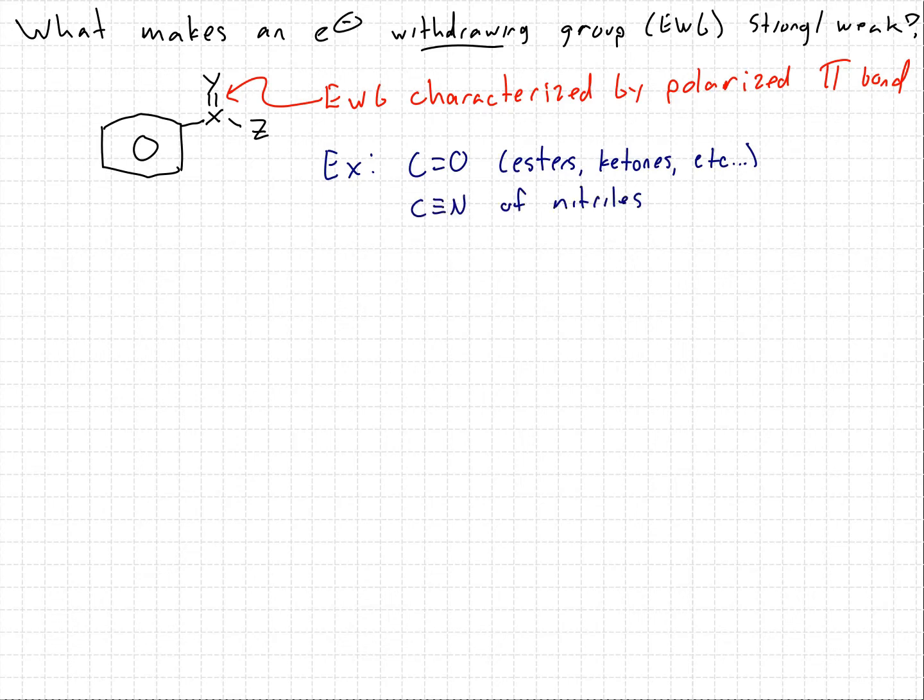The triple bond of nitriles, and the NO of the nitro group. So we'll see other examples other than this. For instance, sulfonic acids are also electron withdrawing. They all have this basic pattern.